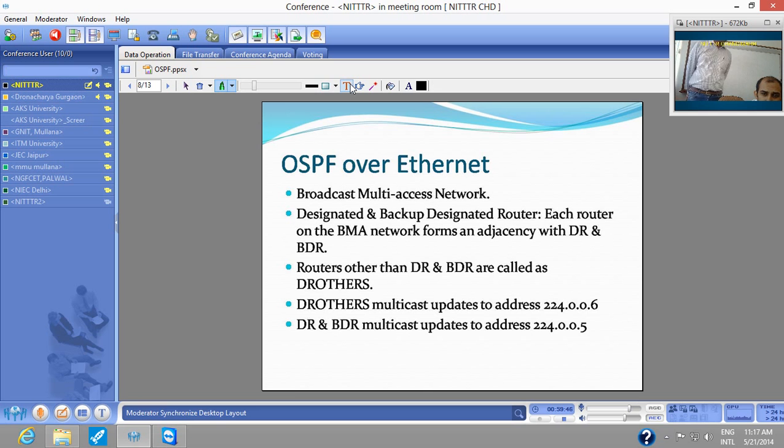Remote centers? Okay. Let's say I have this LAN segment here, Ethernet network बनाते हैं. This is your router number 1. This is your router number 2. This is your router number 3. This is your router number 4.